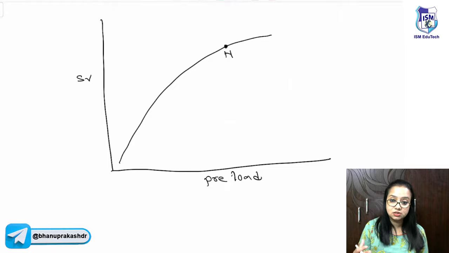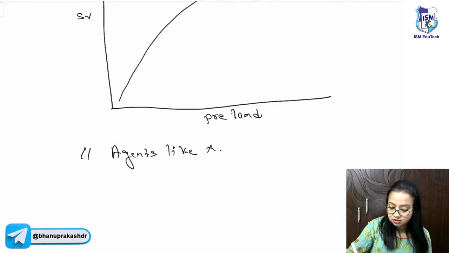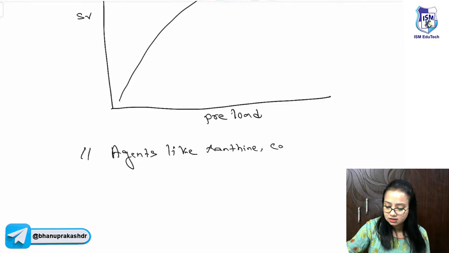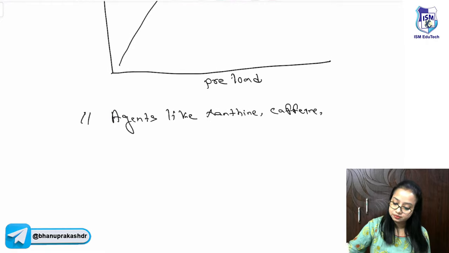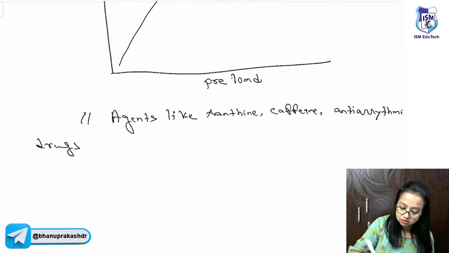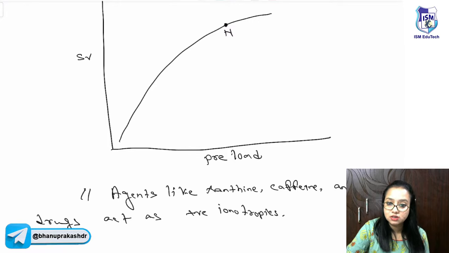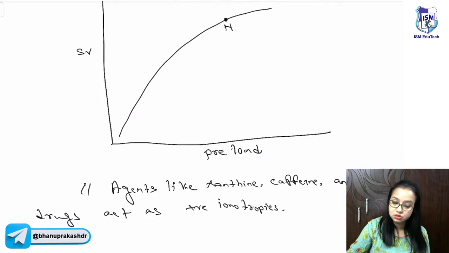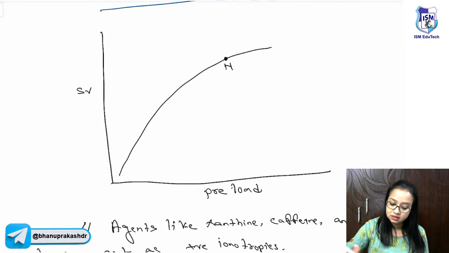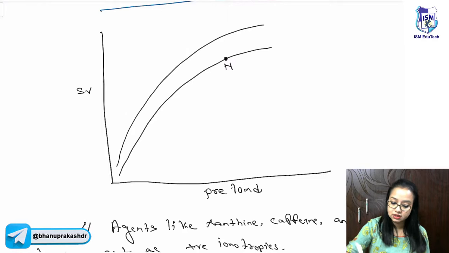So agents like xanthine or theophylline or even caffeine, xanthine derivatives, caffeine, or anti-arrhythmic drugs act as positive inotropics. So here what will happen? The force of contractility will increase and the curve will move upward. Same thing that we studied in the Frank-Starling. I'm doing it again so that we can understand.